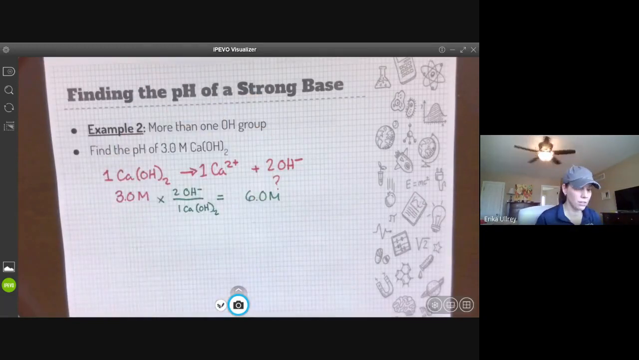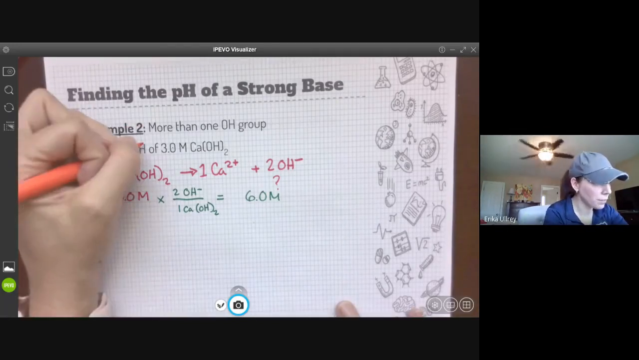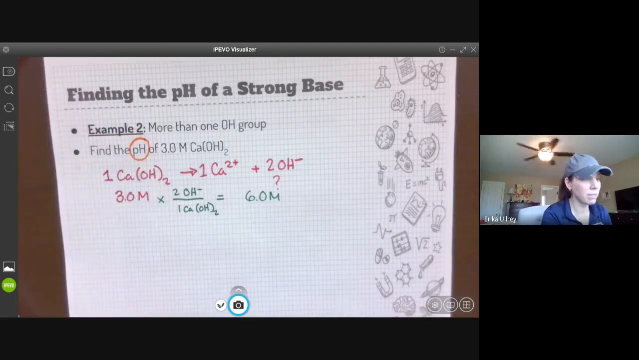Okay, so now it says find the pOH. So we're trying to find the pOH again, very similar to what we did last time. So what are our steps? What are we going to do? Ethan, how are we going to go from 6 molar OH to pH? What are we going to do?